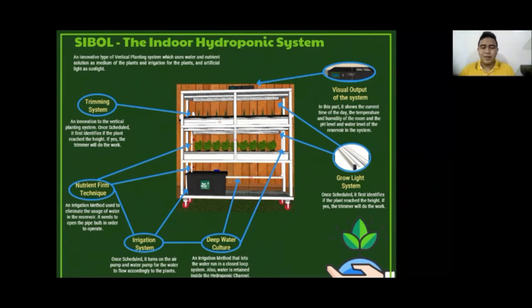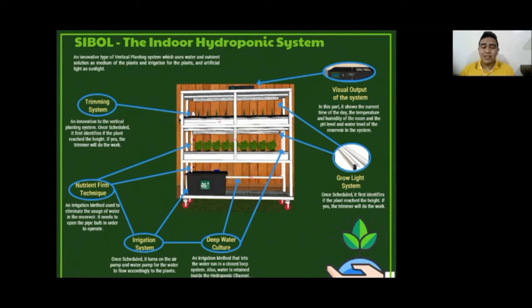Take a look at Cibol, the indoor hydroponic system. These are an innovative type of vertical planting system which uses water and nutrients as the medium and artificial light as sunlight. The prototype is divided into two parts. One is the physical device and the other is on the Android device.